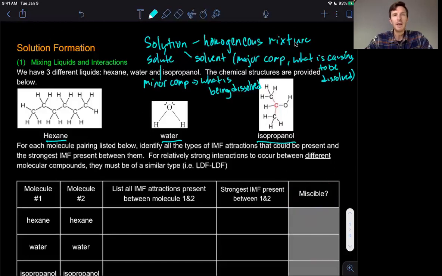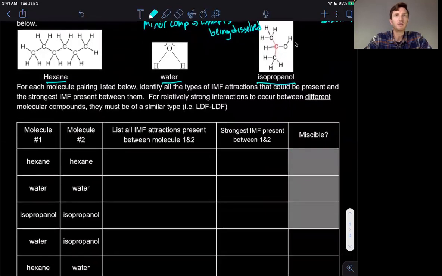Okay, so now let's reflect back on what we know from our previous material, thinking about the interaction of just hexane and hexane molecules, water and water molecules, and isopropanol molecules. So why don't you go ahead and pause the video, and list all of the intermolecular force attractions present between hexane, water, and isopropanol as pure substances.